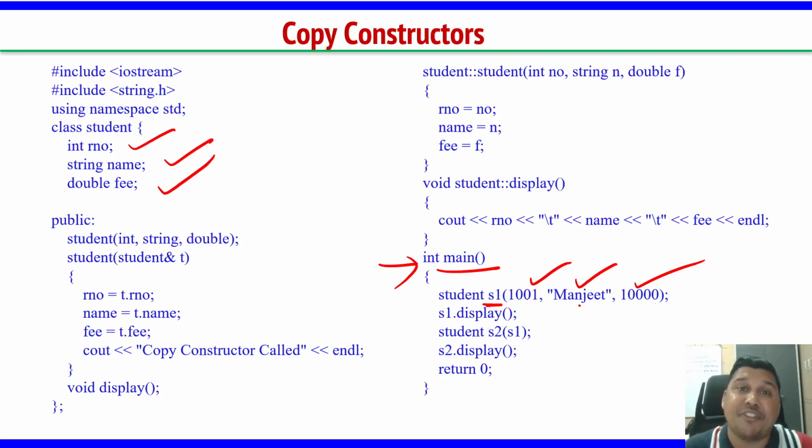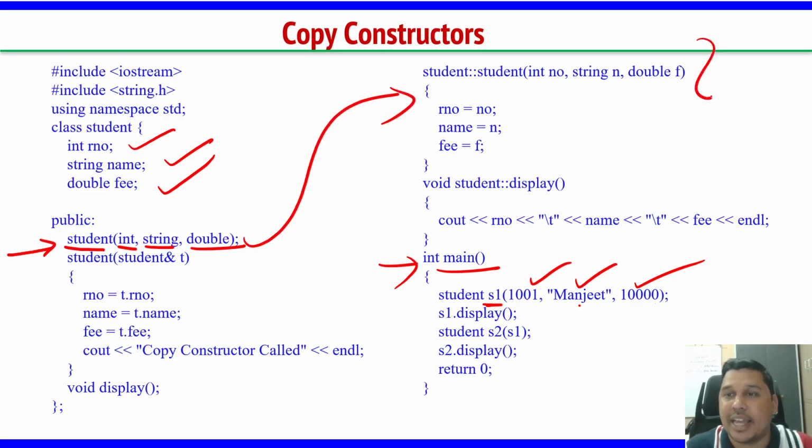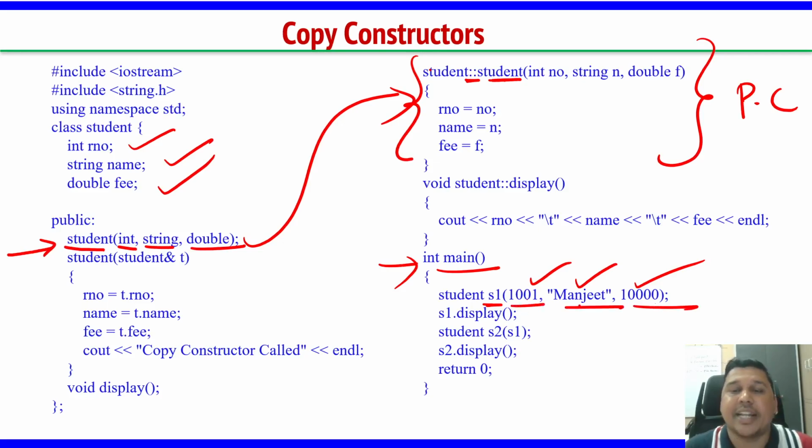What will happen here? There should be a parameterized constructor. Yes, there is a parameterized constructor. See this line, student int string double, but I define the body outside. This is a parameterized constructor, but I defined it outside the class. That's why I used the class name, scope resolution operator and the constructor name. So with the help of this parameterized constructor, I am passing 1001, name and 10,000.